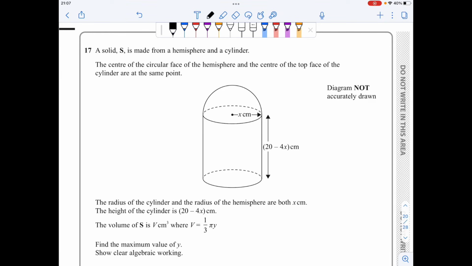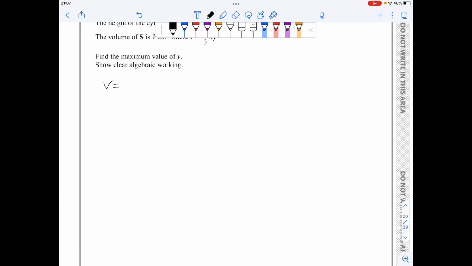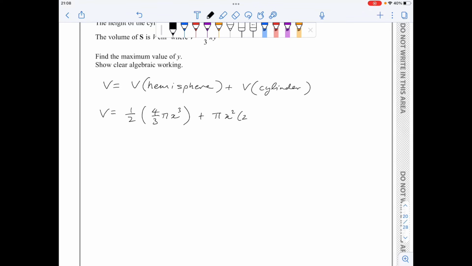In question 17, I have this solid. I need to find its volume. Now the volume of this shape is equal to the volume of a hemisphere plus the volume of a cylinder. So the volume is half of the volume of a sphere, which is 4 over 3 pi r cubed. And in this case, the radius is equal to x. So I've got 2 pi x cubed over 3 plus pi r squared h for the cylinder, so pi x squared times 20 minus 4x.